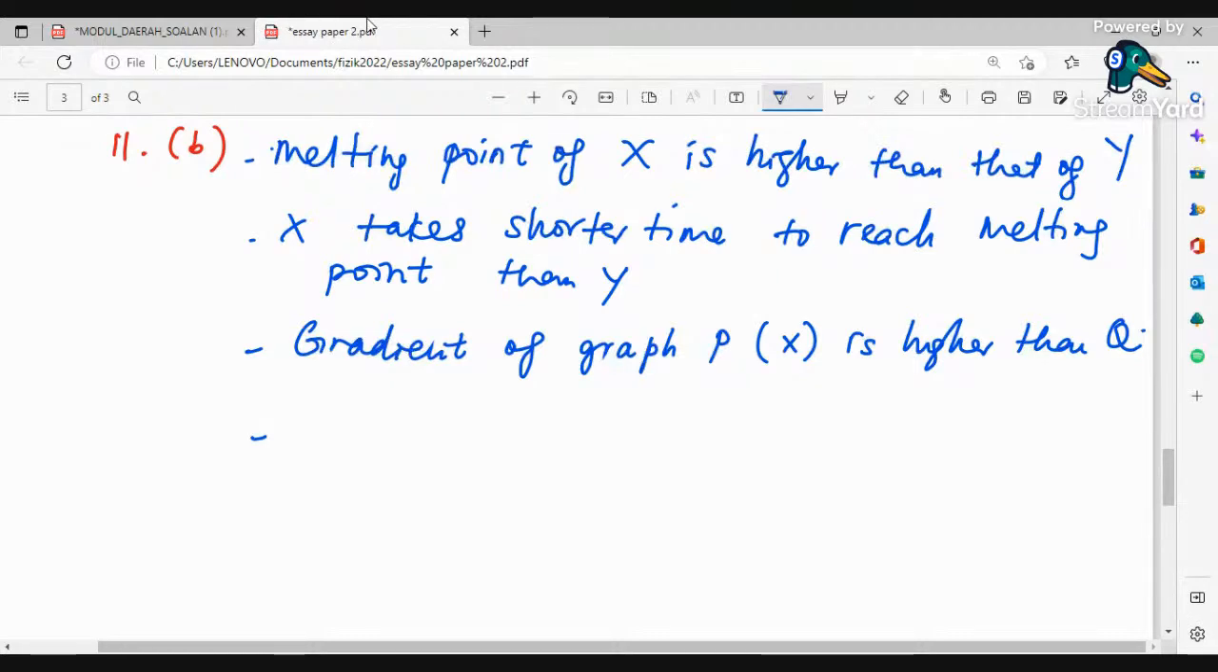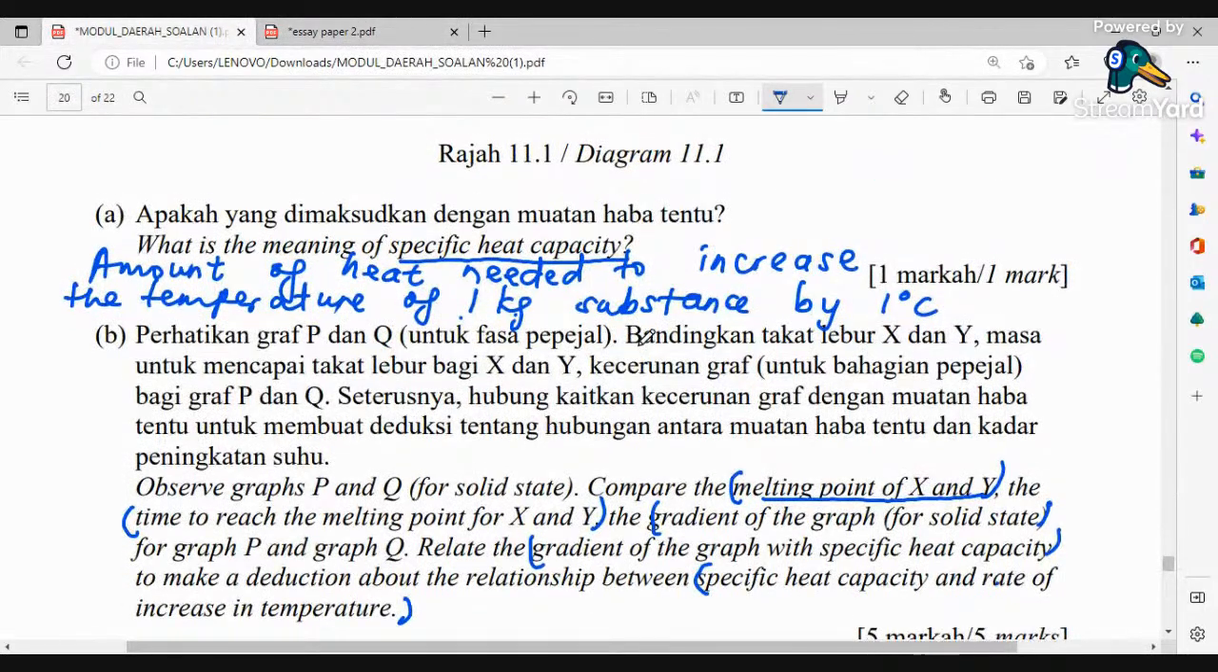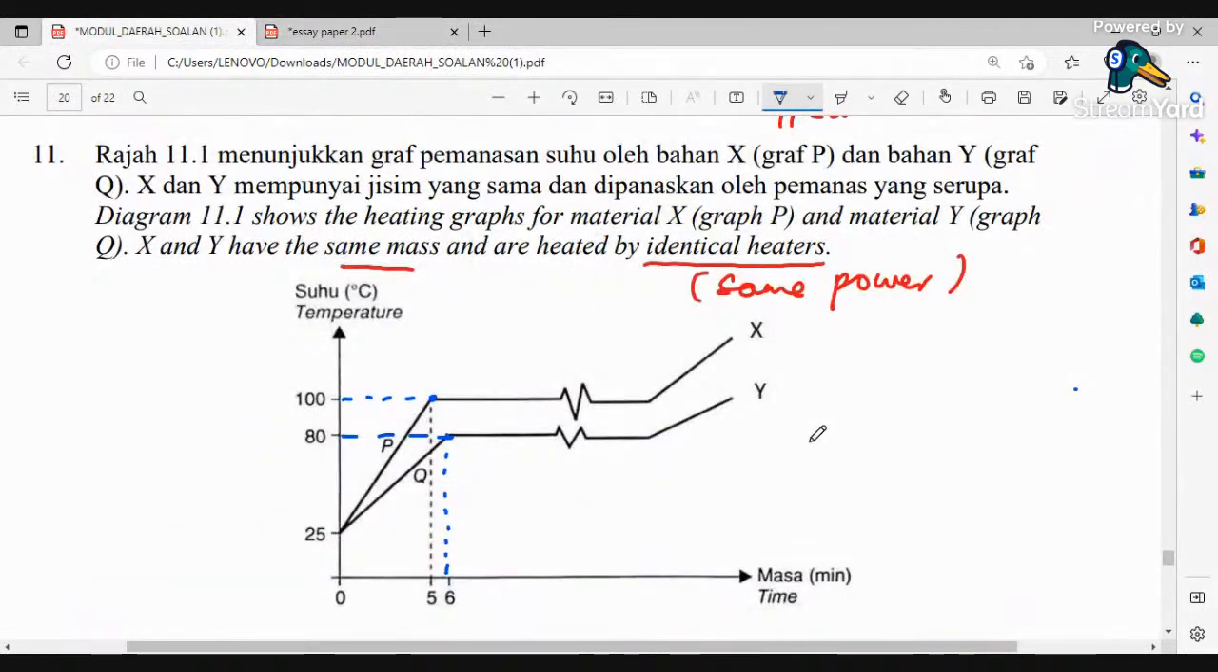Look at again the graph. Tengok graph lagi sekali. Okay. Try to relate to the formula. Specific heat capacity equals to Pt divided by m theta. Okay. Given just now, same mass. So mass constant. I will just cut. And I want to see the relationship. Identical power.